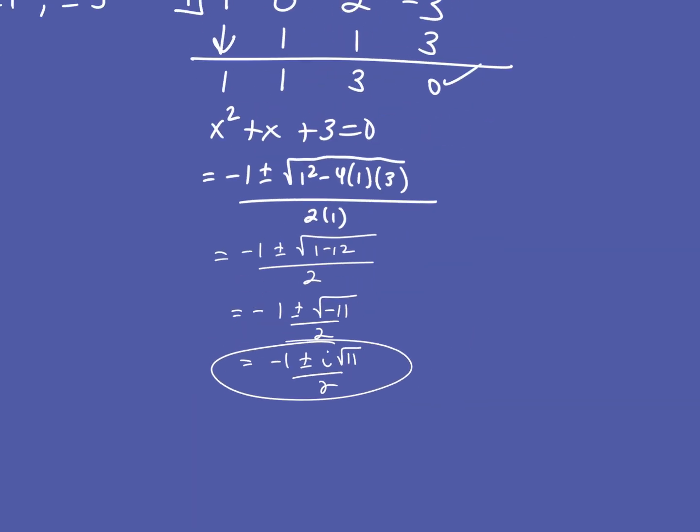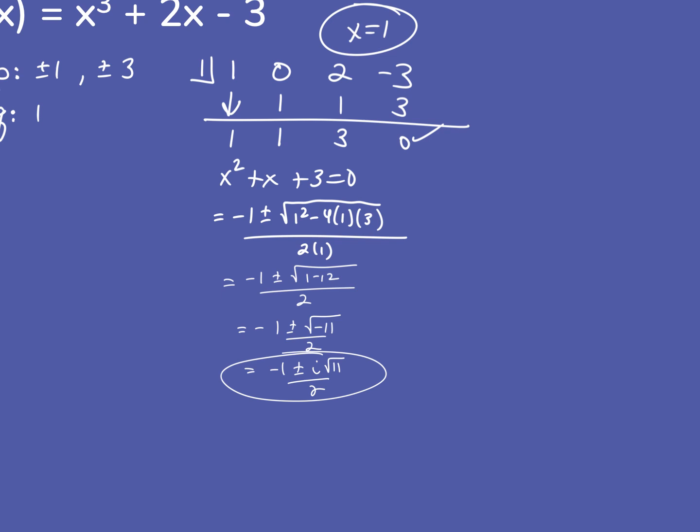Now, here is how this question could be asked that could be confusing. If I said to you, what are all of the solutions? You would tell me it's 1, and then negative 1 plus minus i root 11 over 2, correct? If I said to you, what are the x-intercepts? You would tell me what? X equals 1. How many x-intercepts does this graph have? 1. It has 3 solutions, but 2 of them are what? They're imaginary. Good, go ahead.